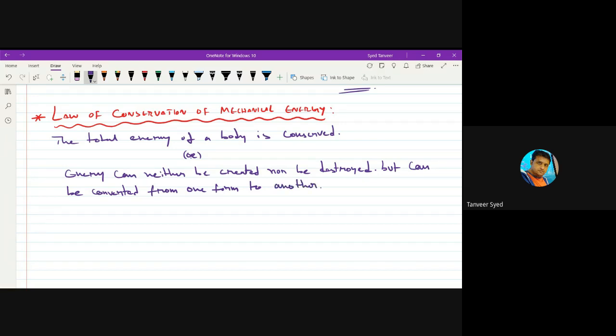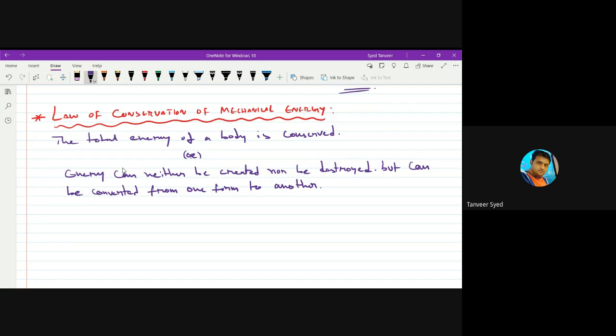The same applies to mass also, and the same applies to charge also. Mass can neither be created nor be destroyed, but can be converted from one state to another state. Charge can neither be created nor be destroyed, but can be transferred from one body to another body. This is law of conservation of energy.